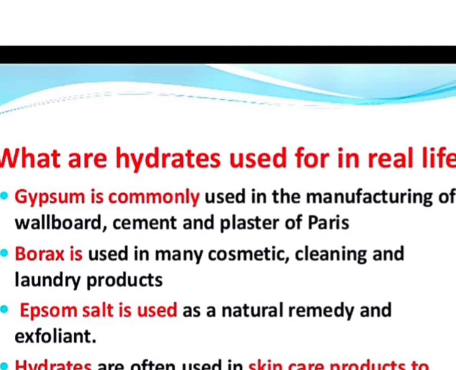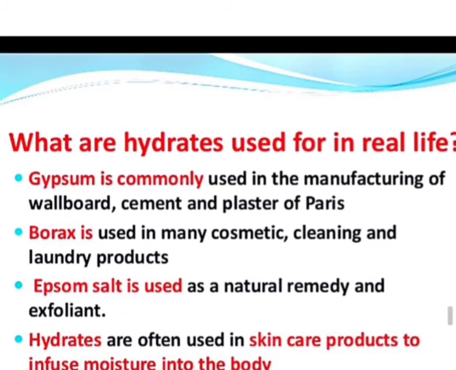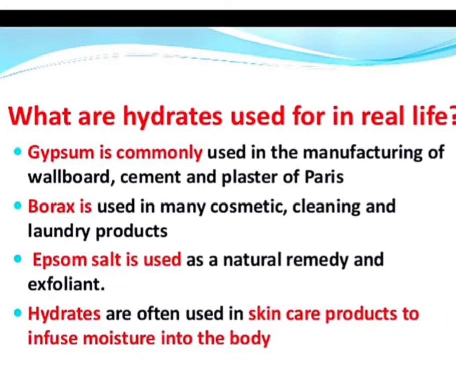What are hydrates used for in life? Gypsum, that is CaSO4.2H2O, is commonly used in manufacture of wallboard, cement and plaster of Paris. Borax is used in many cosmetic, cleaning and laundry products. Epsom salt, that is magnesium sulfate heptahydrate, is a natural remedy and exfoliant. Hydrates are often used in skincare products to infuse moisture into the body.